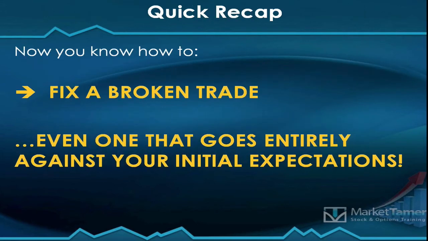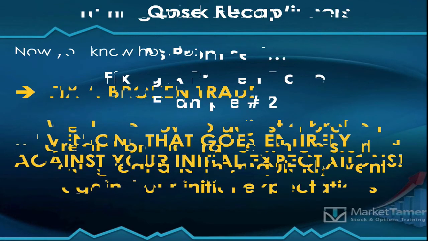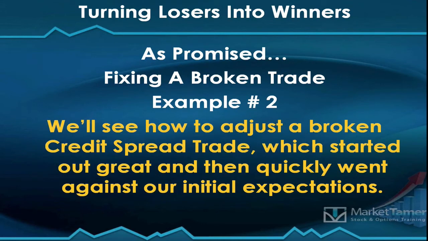So in that example, I showed you how to fix a broken trade, a broken stock trade, one that's in your long-term portfolio, even when it goes against your initial expectations. And what I want to do now is, this is the addition. I want to show you a very simple credit spread, which actually started out quite well. The stock began to break out, so we went with a bull put spread, and then it went against expectations.